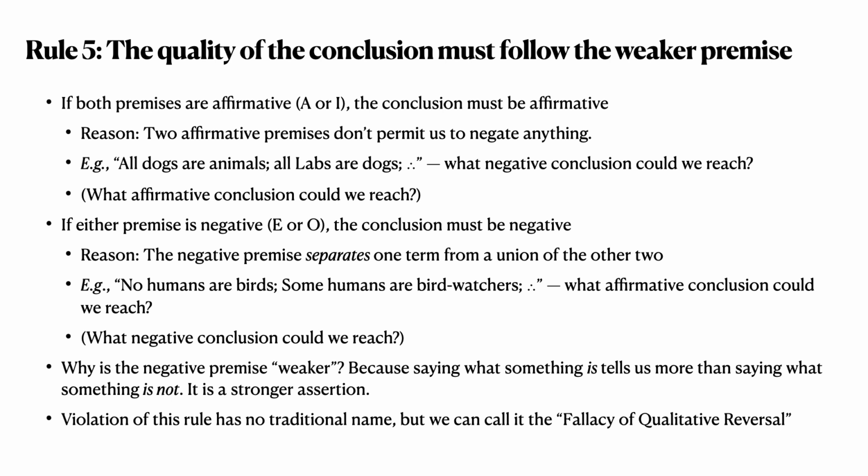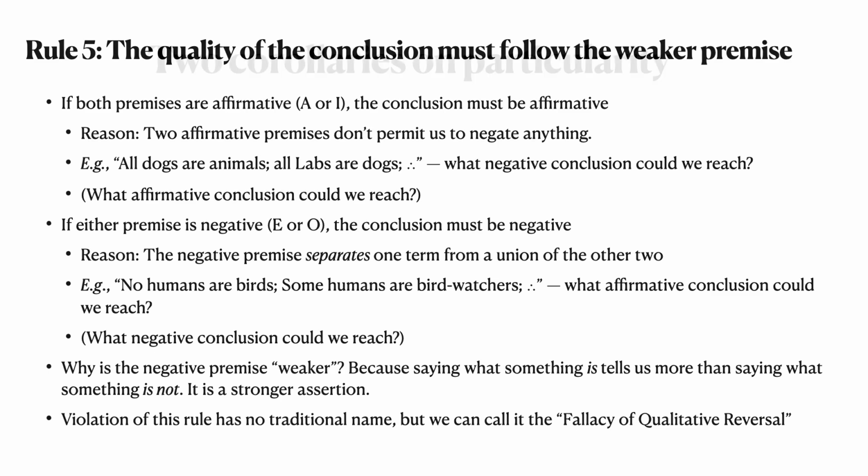This has no traditional name. We could call it the fallacy of qualitative reversal. That's just sort of made up. No one will know what you mean if you say that. I'll know what you mean. No one else will know what you mean. You could just say, though, that you can't have an affirmative conclusion with a negative premise, or you can't have a negative conclusion from two affirmative premises. However you have to say it, this rule is the true rule. You have to have a conclusion that follows the weaker of your two premises.